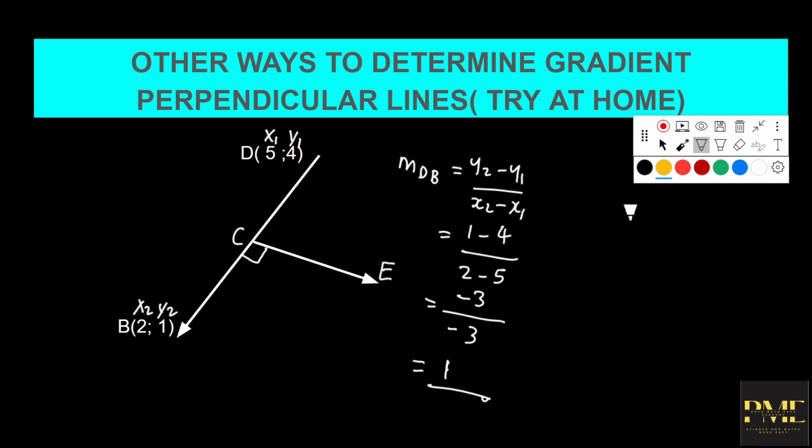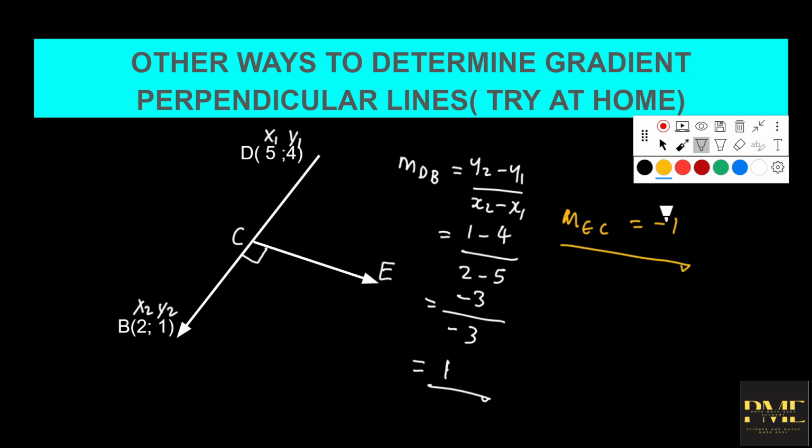Okay, when it comes to the gradient of CE, again, no problem. The numerator is going to be the denominator, and our denominator is going to be the numerator. So therefore, the gradient of EC is going to be equal to negative 1 over 1, which is the same as negative 1, guys.